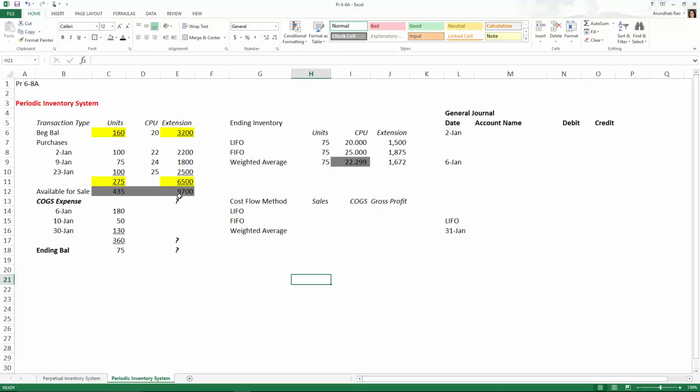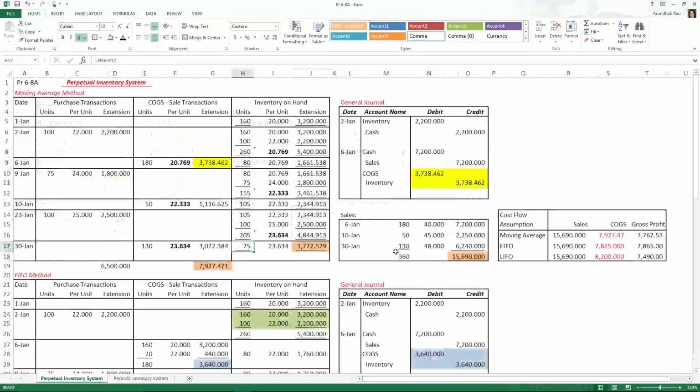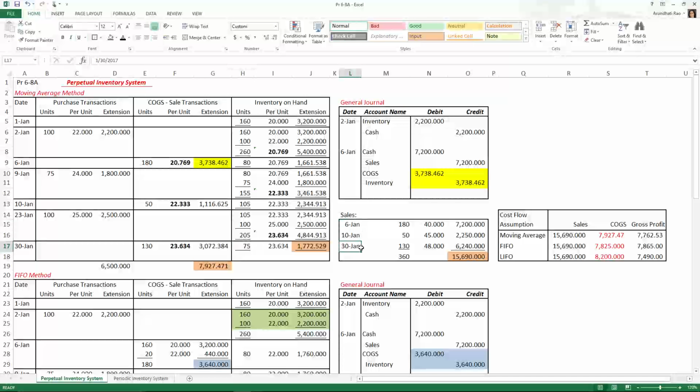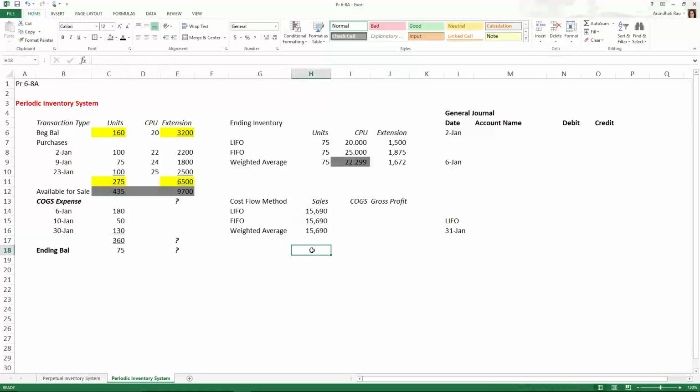Again, remember what I told you. Cost of goods available for sale will be assigned to cost of goods sold expense and ending balance. I know what's being assigned to ending inventory. So the difference is what's going to be assigned to cost of goods sold. The sales number is the same for all methods, 15,680. So if you want to look over here in the previous case, we had looked at the 3 sales that took place, the units sold, the selling price per unit, and came up with 15,690. That's the same number I got over here. Cost of goods sold for each of these methods is $9,700 minus what is assigned to ending inventory.